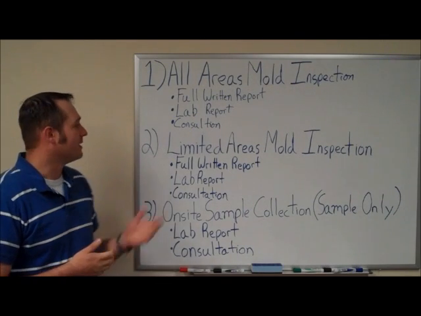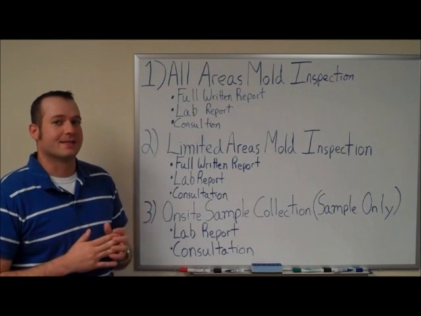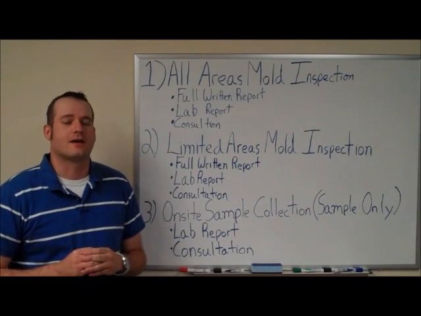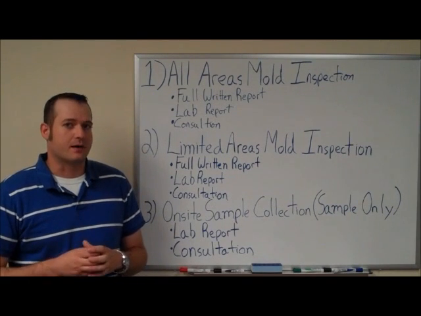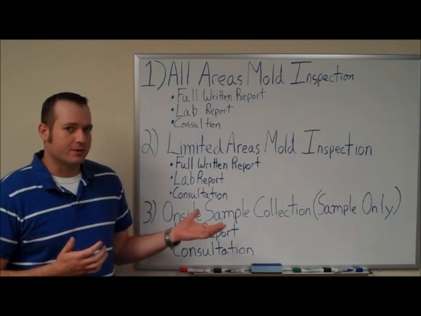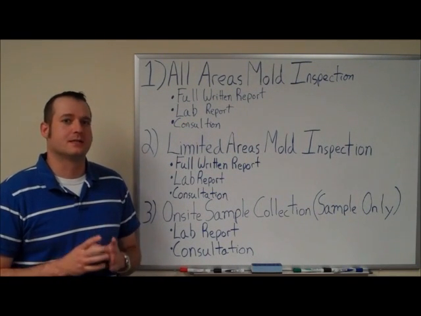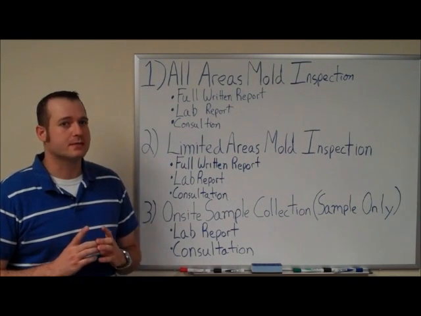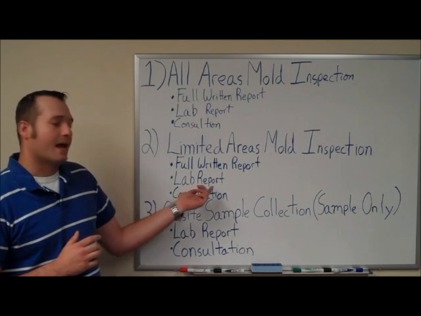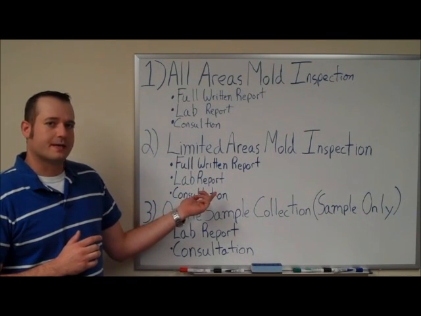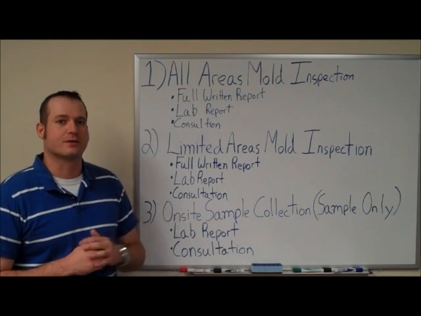The next option would be a limited areas mold inspection. As the name implies, it is limited to specific areas of the structure. These areas are typically outlined by the client prior to the inspection, and it would include the same inspection process as a full inspection, but would obviously be limited to those specific areas. Again, it would include a full written report. It would include a lab report if any samples were collected, and it would include consultation time with a project manager to go over those findings.